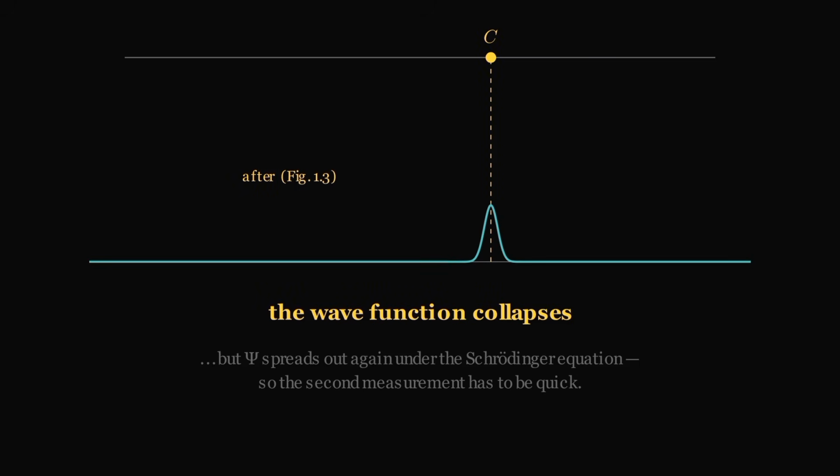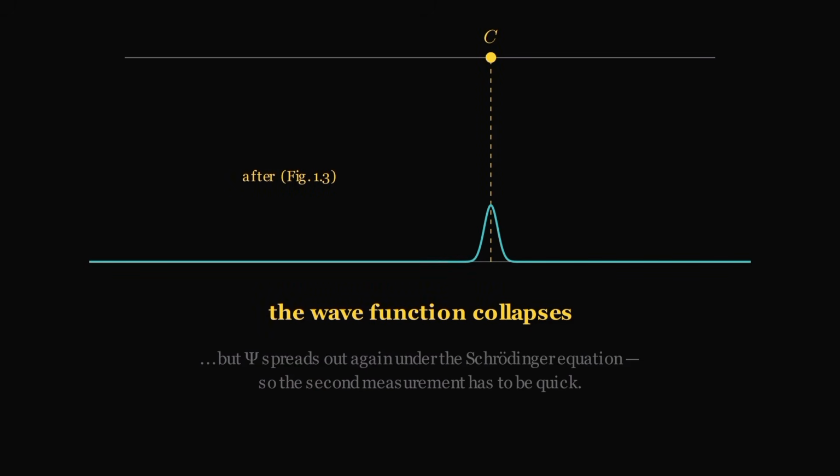But here's the catch. Left alone, that spike doesn't stay a spike. It obeys the Schrödinger equation just like anything else and spreads out over time. So if you want to measure twice and reliably get the same answer, the second measurement has to happen fast, before the spike has time to broaden again.